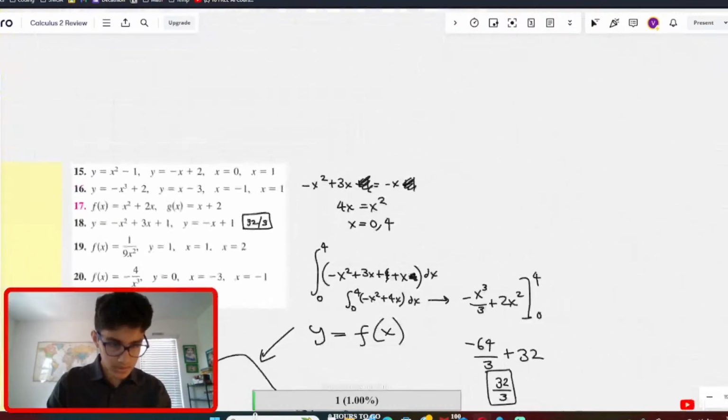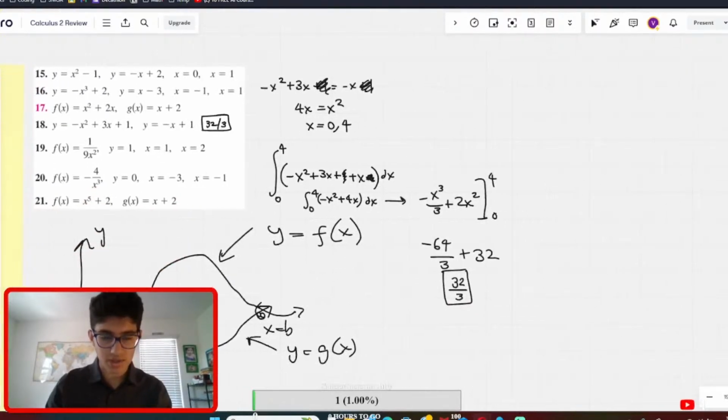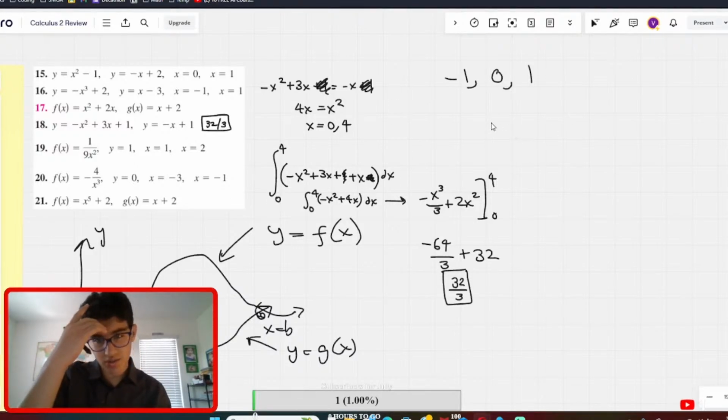21. So let's take x to the 5th plus 2 and x plus 2. Again, we solve them. This one we can do mentally. If you just equate them, you get x to the 5th equals x, or x to the 4th equals 1, which means x is equal to 0 or 1. Or actually, negative 1 also works there, right? So we've got negative 1, 0, and 1. Let me just check that once. Obviously 0 works, 1 works, and yes, all three work. Those are the only points of intersection.